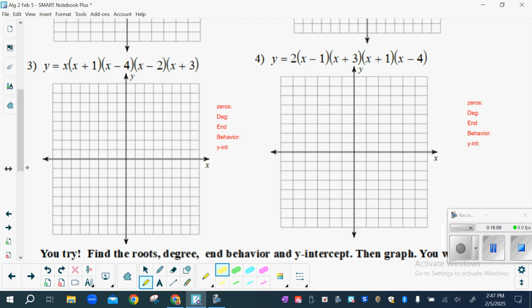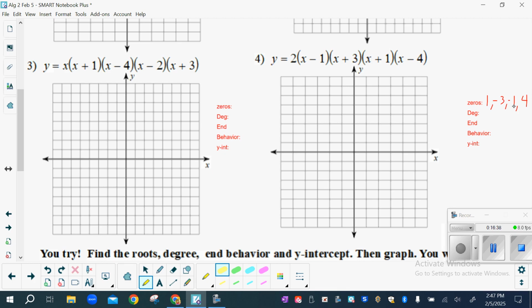This group in the back. What are my zeros? We're looking at number 4. So remember the 2, I can't do anything with that. Just 1, -3, -4? Does that make sense? Let me write that -1 again.